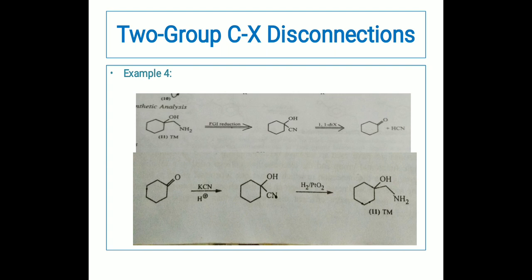Okay, so this was about 1,1 disconnection, the first type in the two group CX disconnections. Later on we will study more and more examples and types.